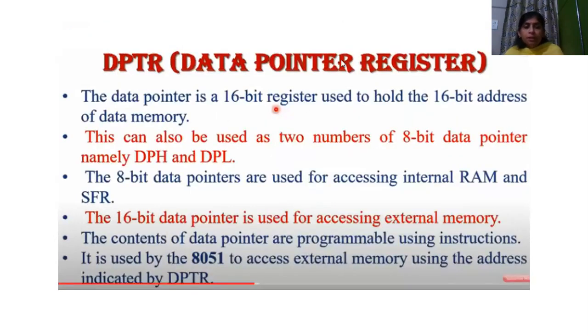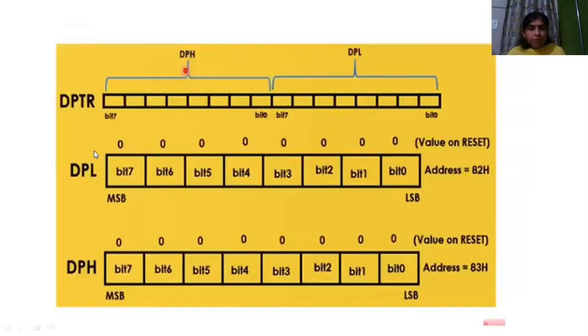Data pointer register. The data pointer register is a 16-bit register, and it can be used as two 8-bit pointers, DPH and DPL. The 8-bit pointer is used for accessing internal RAM and SFRs, and the 16-bit data pointer is used for accessing external memory. In this way, this is DPH and DPL, a 16-bit register.